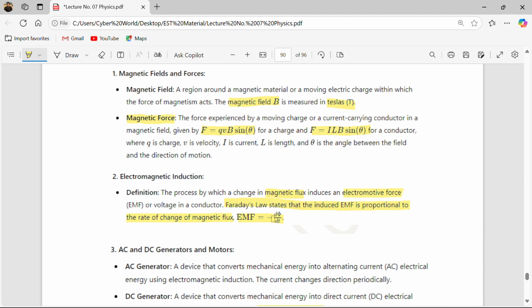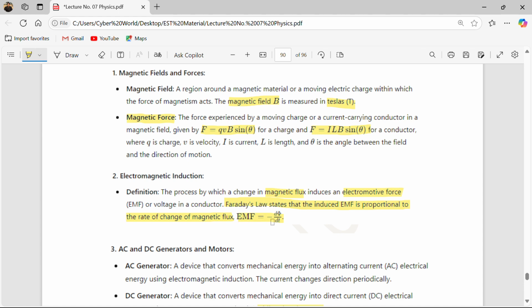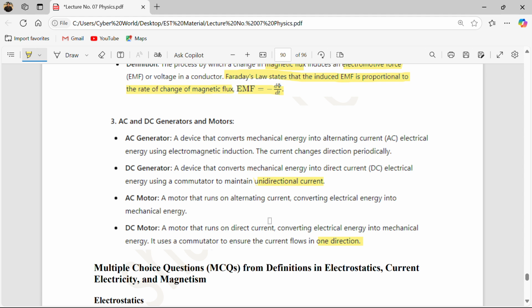So the rate of change of flux with respect to time, d phi by dt, produces the EMF. Because this opposes the direction due to Lenz's law, there is a negative sign. So what are AC and DC generators and motors?